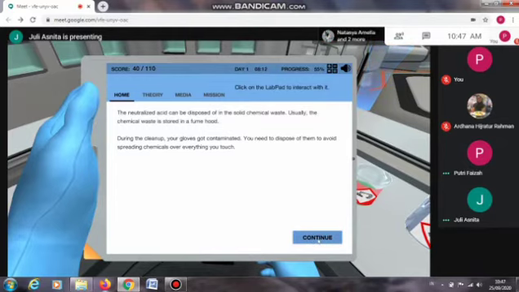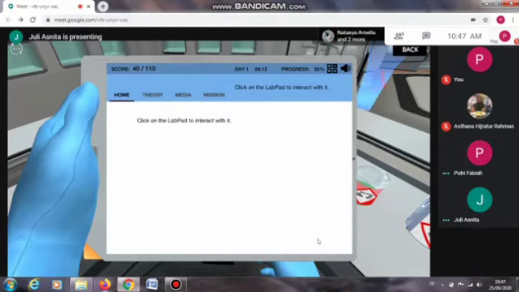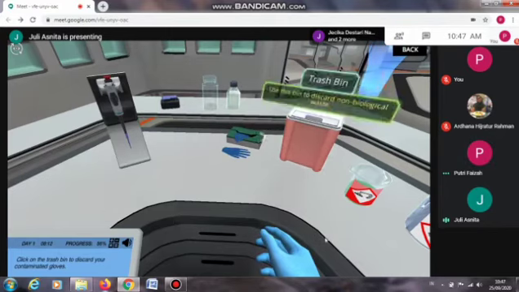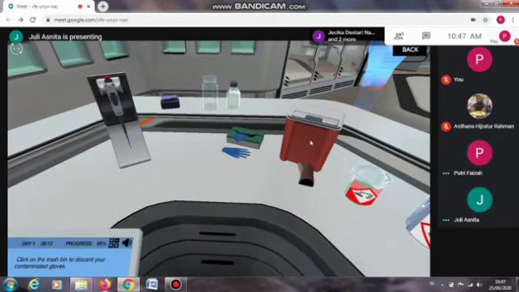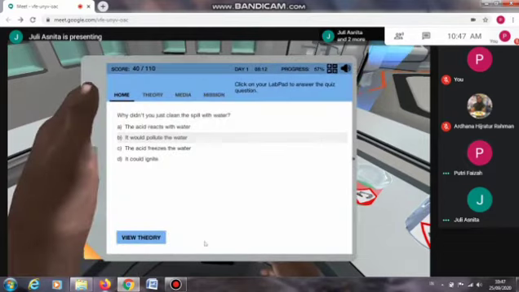Usually, the chemical waste is stored in a fume hood. Click on the trash bin to discard your contaminated gloves. Why didn't you just clean the spill with water?